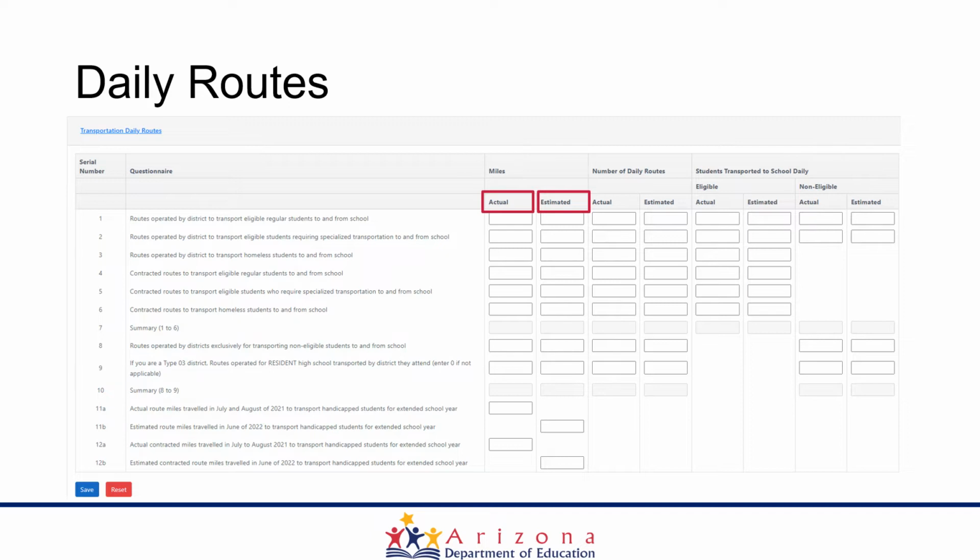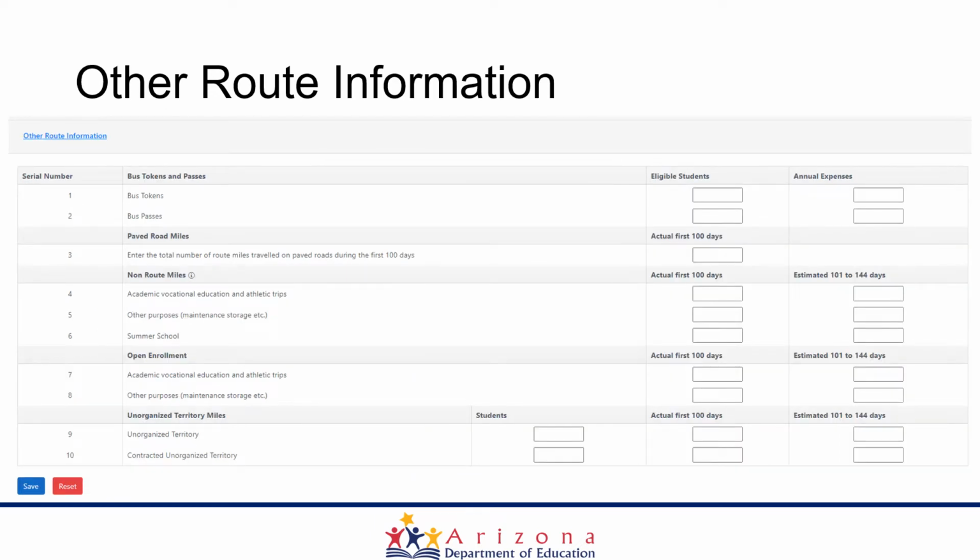Here is where you also enter the eligible students that you're reporting for regular route, contracted route, and extended school year. Here's where you enter other route information. Other route information is route miles that should not be reported in your regular routes, such as summer school, other purpose or deadhead mileage, and open enrollment miles. This screen is similar to the other route information that you reported in Common Logon.